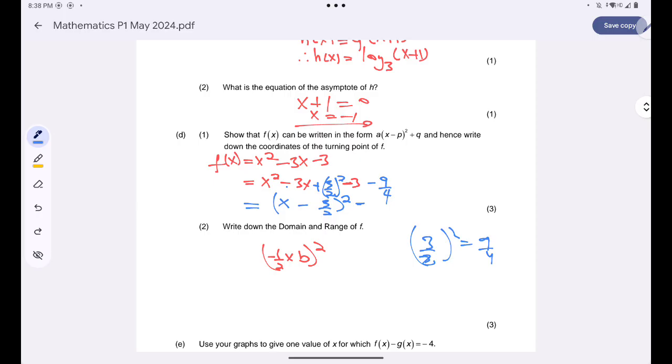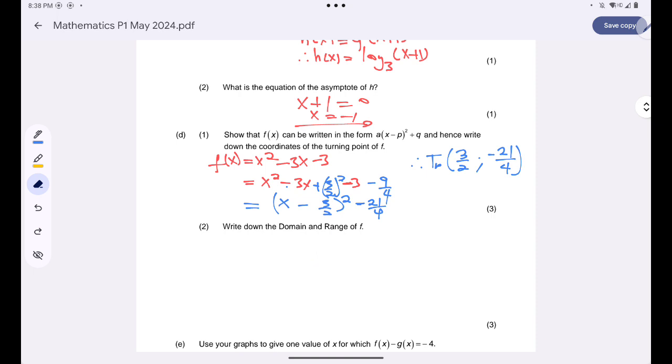negative 12 minus 9. It's simply negative 21 over 4. So therefore the coordinates of the turning point are 3 over 2 and negative 21 over 4. Those are the coordinates of my turning point.